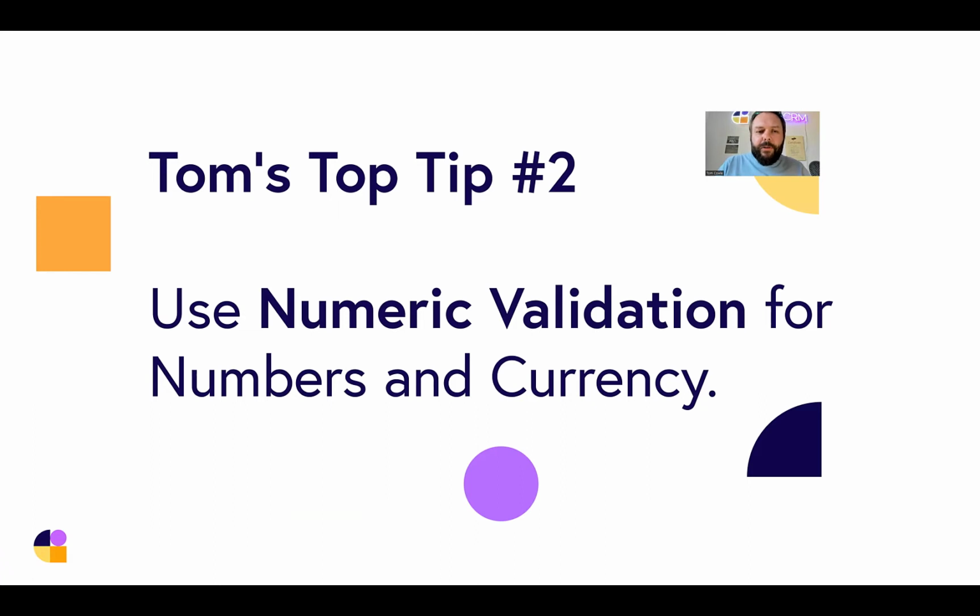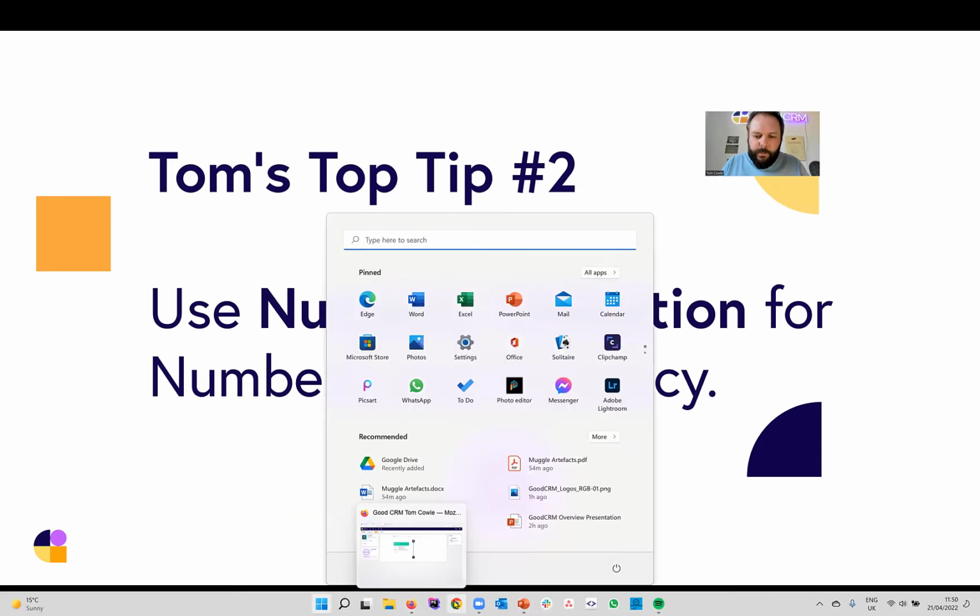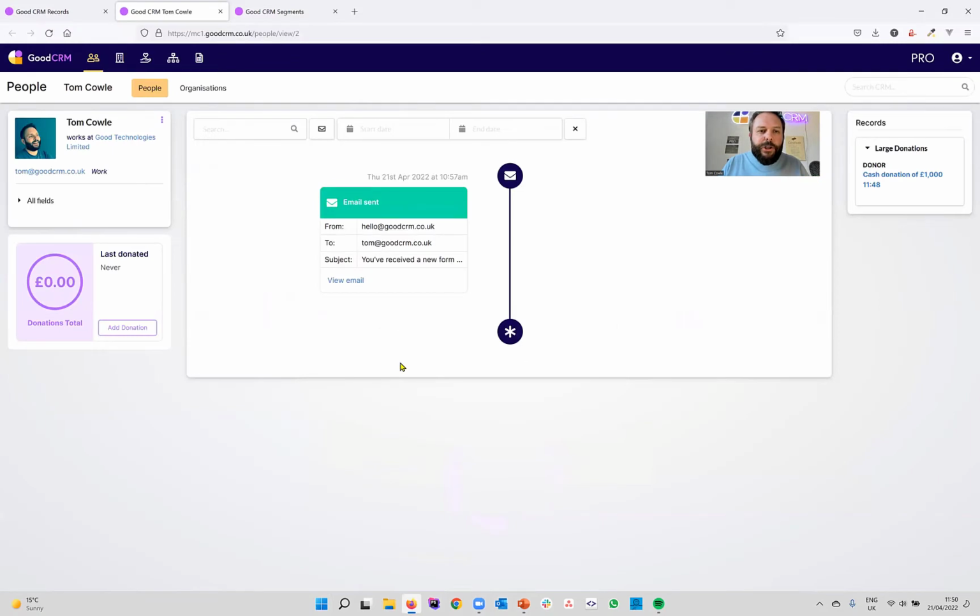Top tip number 2 is to use validation, and use numeric validation whenever we're storing numbers or currency. So we've recorded in our donation form there the value of donations. And what I'm saying is on the form, we want to say that this is a number. And there are a couple of reasons that we're going to do that. So let me quickly switch back to my browser and I'll show you why.